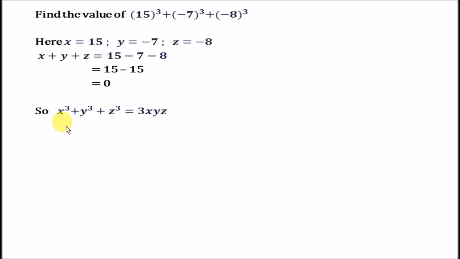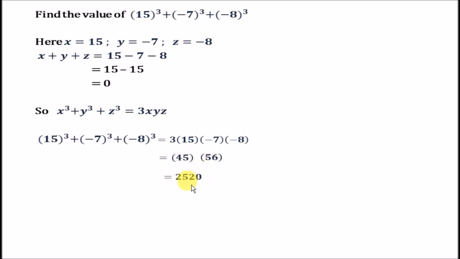That is, now the sum of the cubes x cube plus y cube plus z cube will be equal to 3 times the product of the numbers, 3xyz. 15 cube plus minus 7 cube plus minus 8 cube equals 3 into 15 into minus 7 into minus 8. 3 15s are 45. Minus into minus is plus, 7 8s are 56. Doing the product of 45 and 56, the result will be 2520. So here we have calculated the sum of the cubes without actually finding the cube of the numbers.